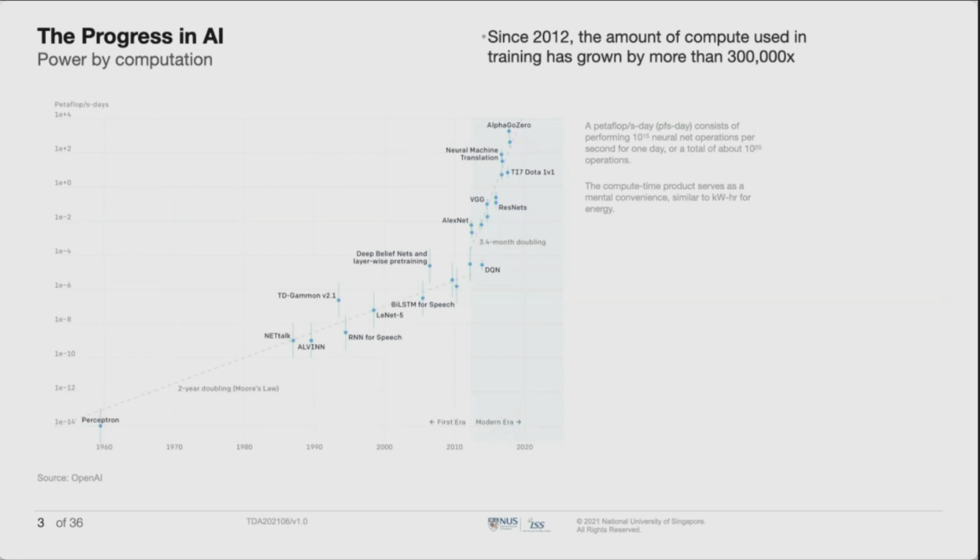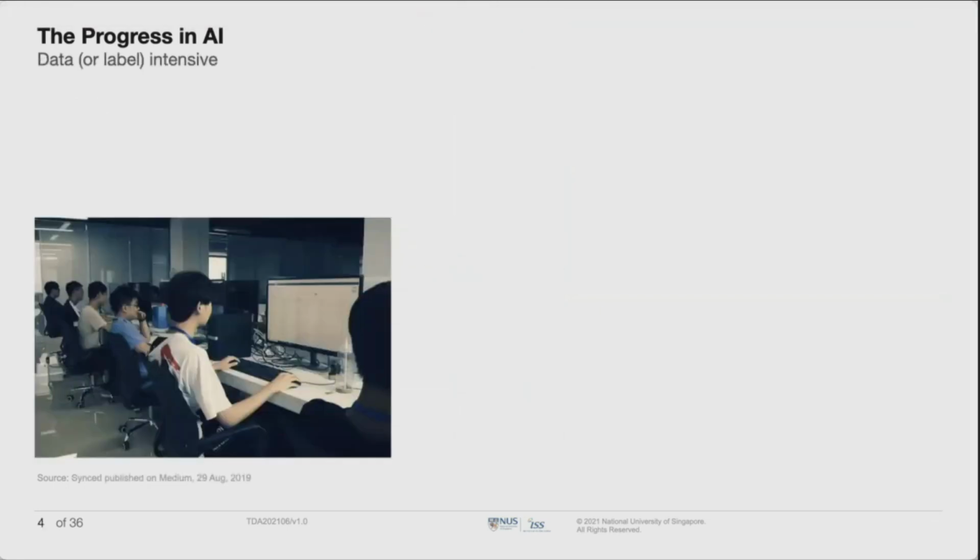But why do we need so many computations? There are mainly 2 factors. First, the models are much larger. Second, the data we use are much bigger. When it comes to building AI, for data, we do not just collect the data.